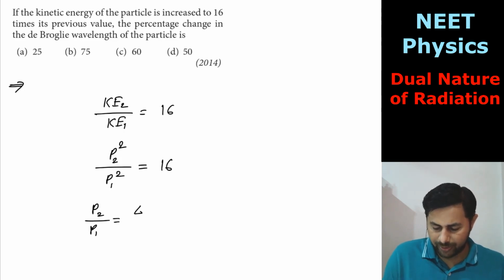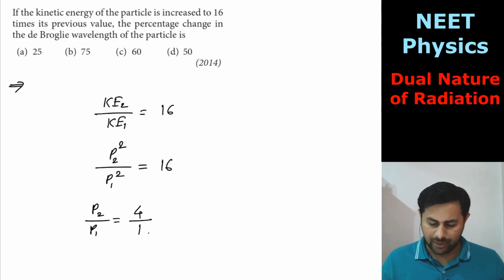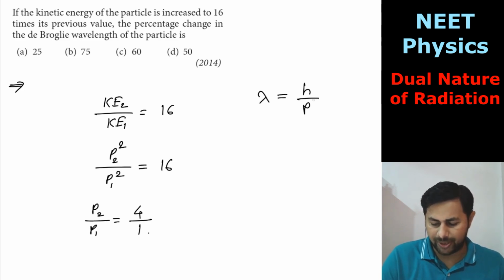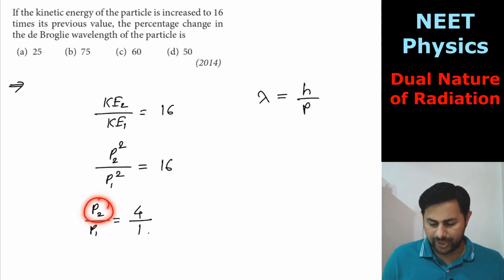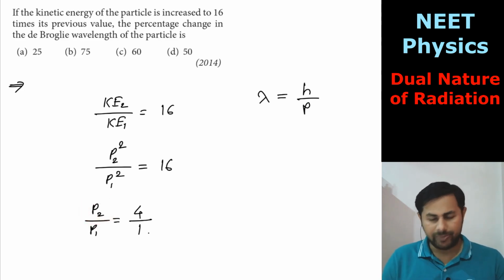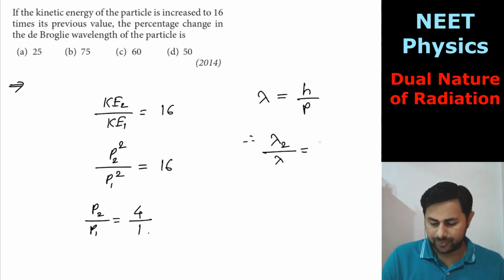Okay, so if P2 by P1 is 4, or 4 is to 1, then what would be the wavelength? The wavelength is inversely proportional to P. Wavelength is equal to h by P. It's inversely proportional to P. So if momentum becomes 4 times, wavelength will become what? 1/4. Okay, therefore you have lambda 2 is to lambda 1 is equal to what? It's equal to P1 is to P2.